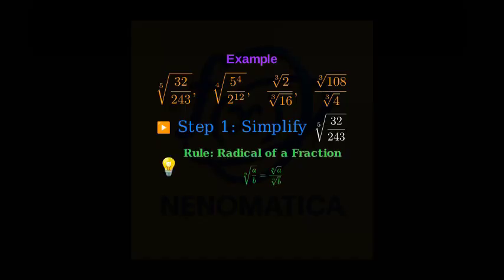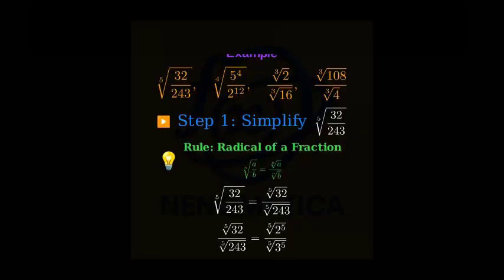The fifth root of a fraction equals the fifth root of the numerator divided by the fifth root of the denominator. So the fifth root of 32 over 243 equals the fifth root of 32 divided by the fifth root of 243. Now, let's identify what 32 and 243 are in terms of powers. 32 is 2 to the fifth power, and 243 is 3 to the fifth power.